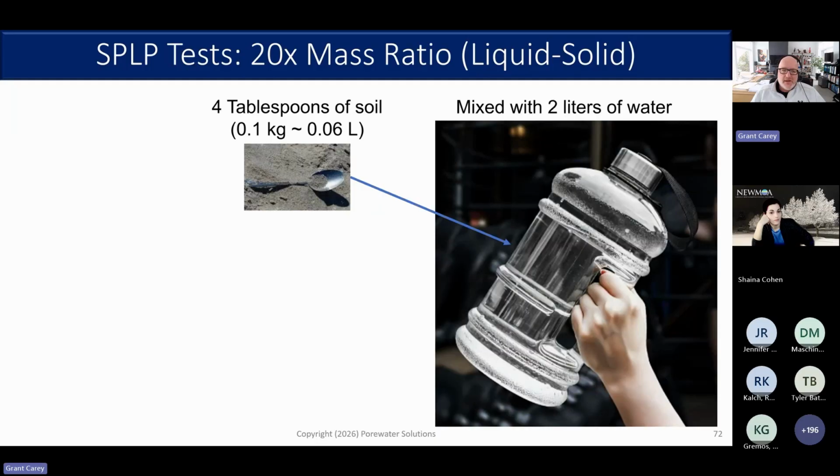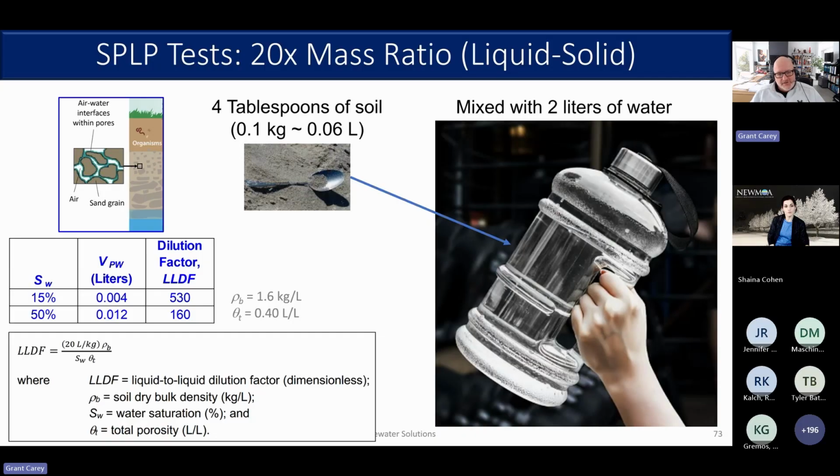The first is dilution. So the way the SPLP tests work, we take a soil sample, usually a sample from the field, the lab will measure out 0.1 kilograms, and that works out to be, for normal soil porosity and bulk density in the field, in situ, a volume of about 0.06 liters. And that soil is then mixed with 2 liters of water in the SPLP test. It's a 20 times mass ratio, liquid to solid. So a lot of people think, well, the dilution factor is 20 times between SPLP and what's measured in situ in pore water. But that's a mass ratio. That's not the volume ratio.